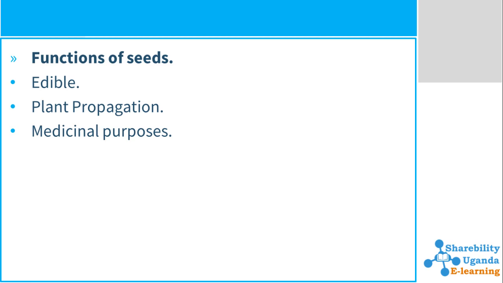Functions of seeds. Seeds are edible, we eat them. Seeds help in plant propagation. Plant propagation basically refers to planting a seed. If you plant a seed and then you get more seeds, that is plant propagation. Seeds can be used for medicinal purposes. They can be used as medicines, not all but some.